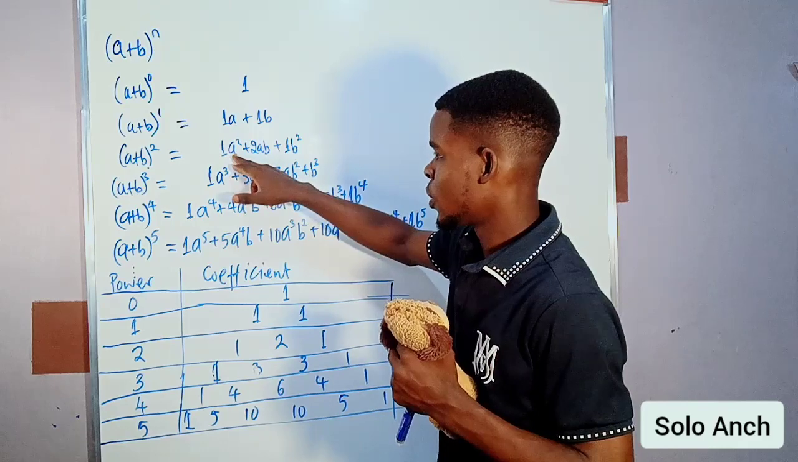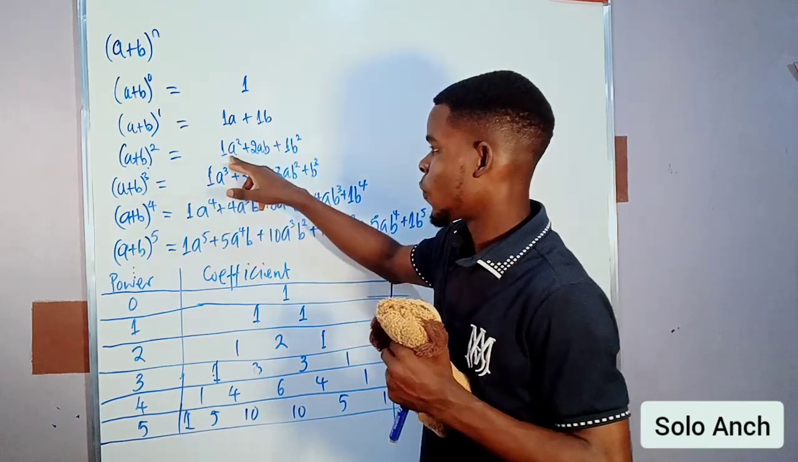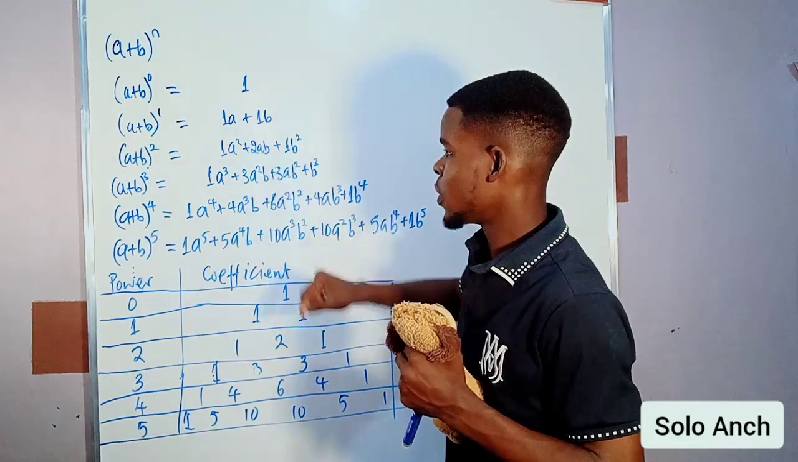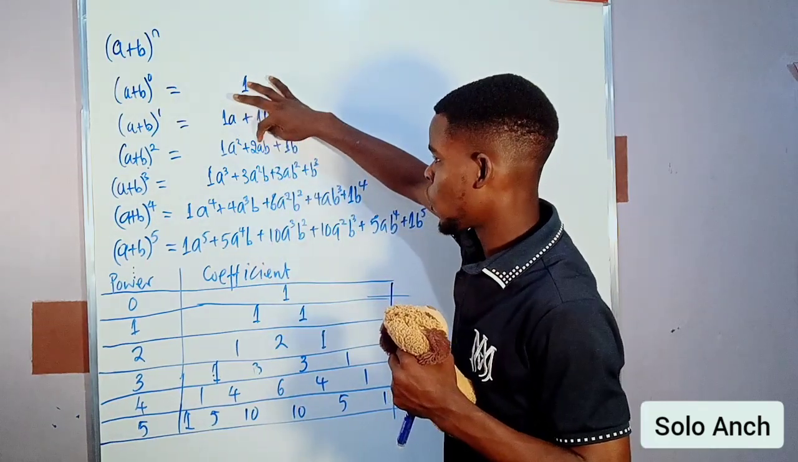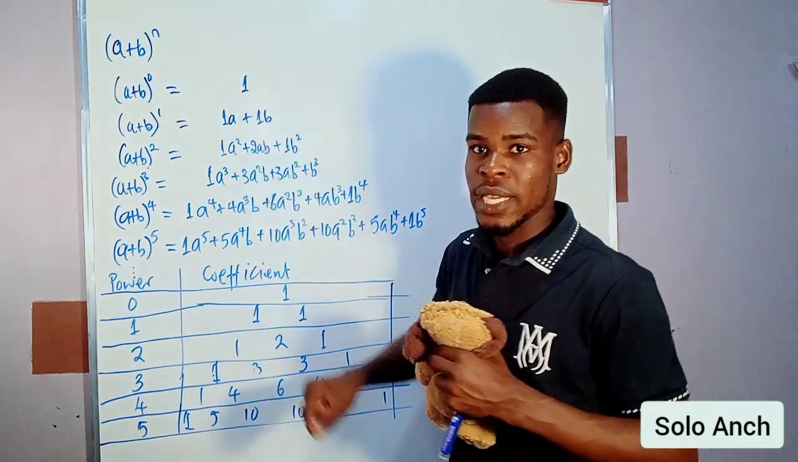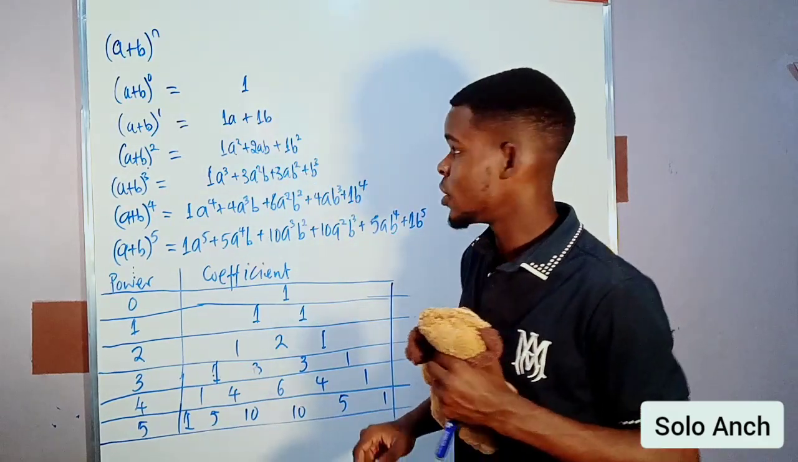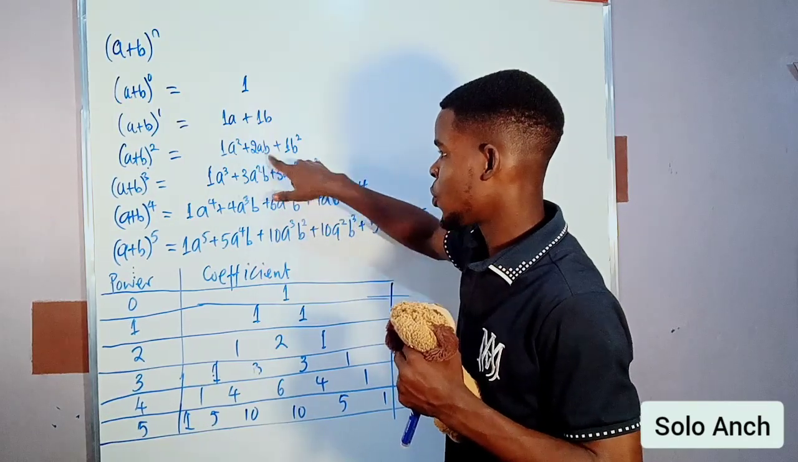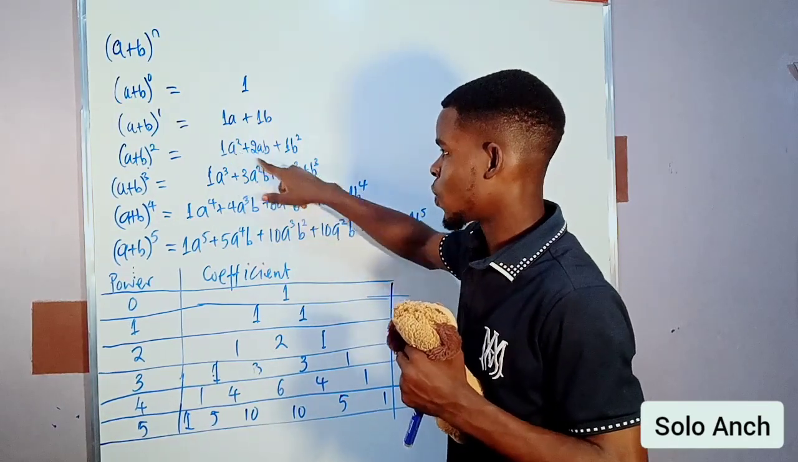But for the powers, you notice that for the first term, a takes the entire power, which is power 2. For the second term, a times b, the power of a has reduced from 2 to 1. Meanwhile, there was no b in the first term, which means the power of b must have been 0. So the power of b is now 1, which means it has increased from 0 to 1, while the power of a has reduced from 2 to 1.